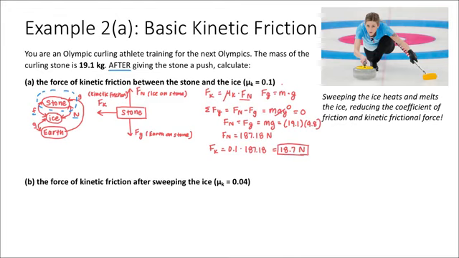All right. Now, when you're curling, right, not that I've ever curled, but you can sweep the ice, and you'll see athletes sweeping the ice vigorously. What they're doing is they're heating up the ice, and what that does is it melts the top layer and reduces the coefficient of friction drastically. And so let's calculate the force of kinetic friction after you sweep the ice, reducing the coefficient of kinetic friction to 0.04. My interaction and force diagrams will not change, so I will not be drawing those again.